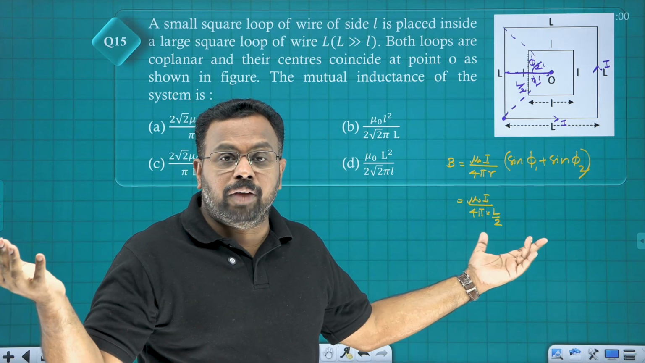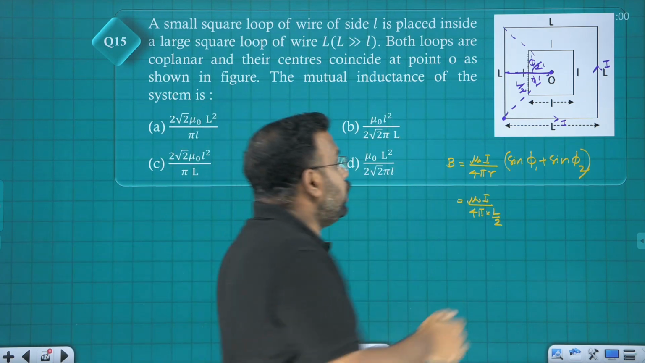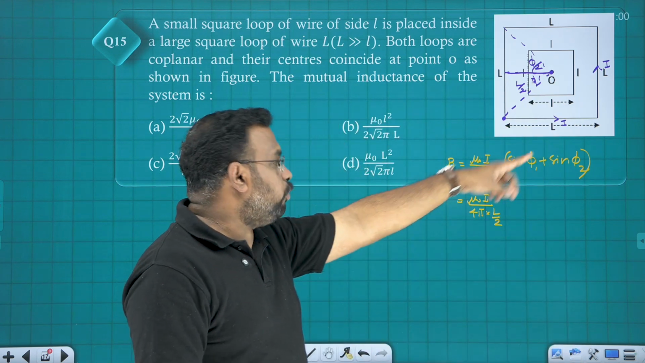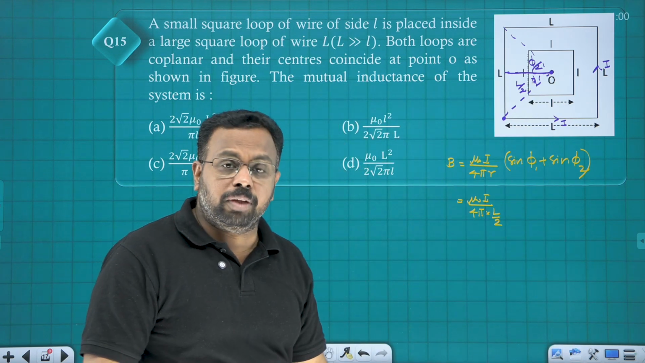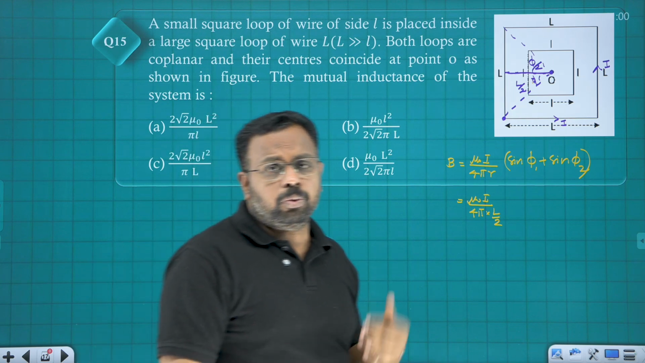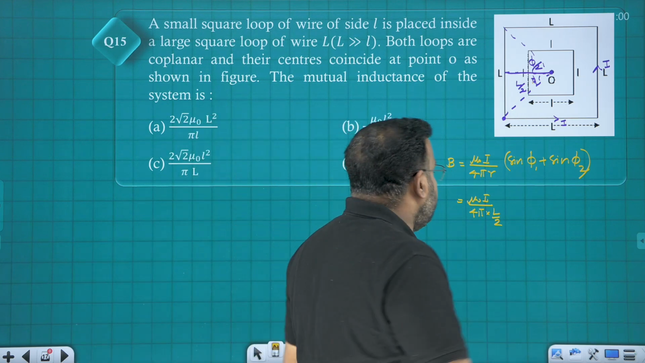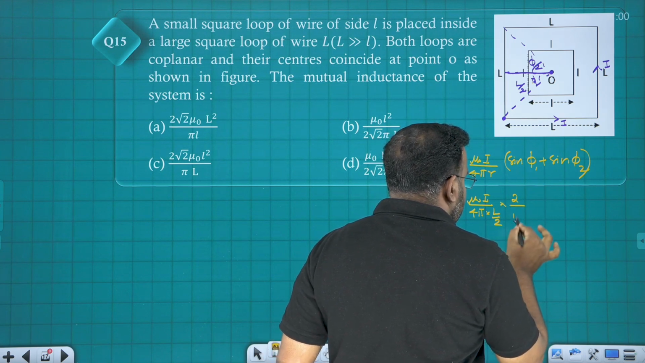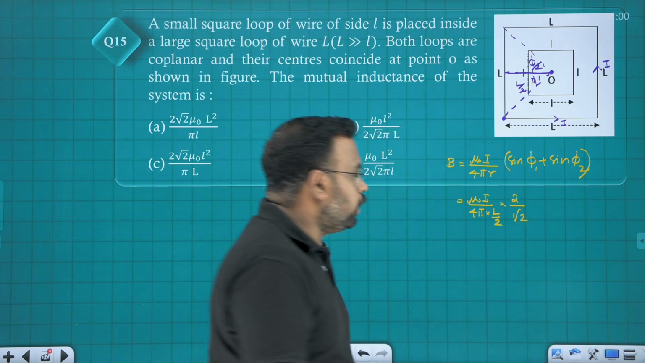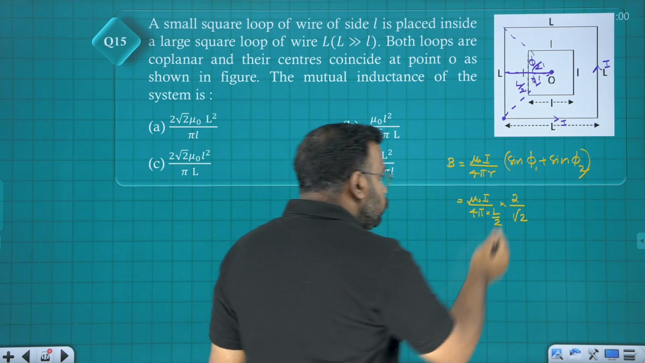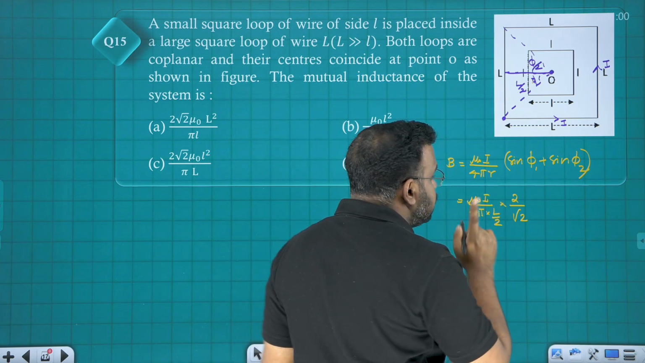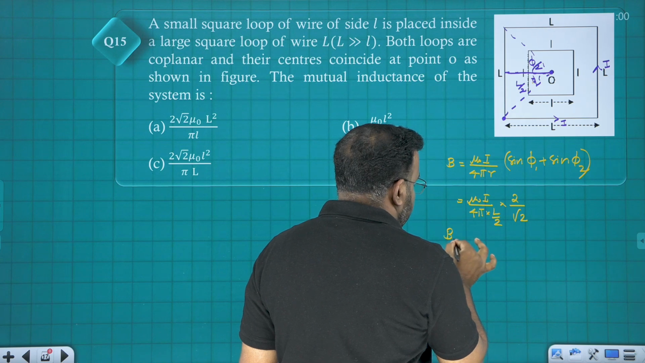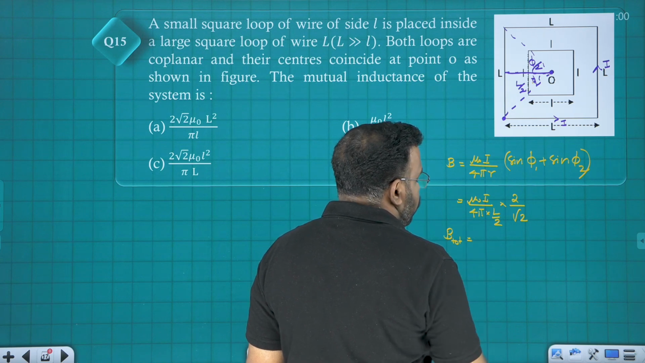What are the values of phi 1 and phi 2? It's a square, so this is the center, and clearly this angle will be 45 degrees. So we get sine 45 plus sine 45. Sine 45 is 1 by root 2. 1 by root 2 plus 1 by root 2 is 2 by root 2, which is root 2 itself. Now remember this is the field due to one wire. So the total magnetic field, B total, will be into 4, right?